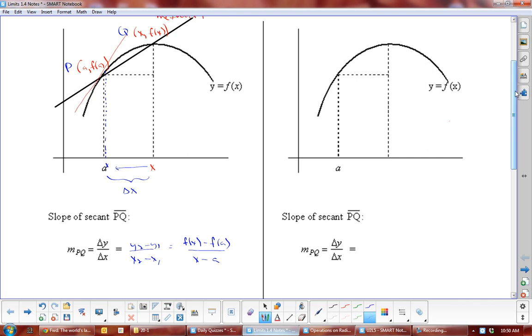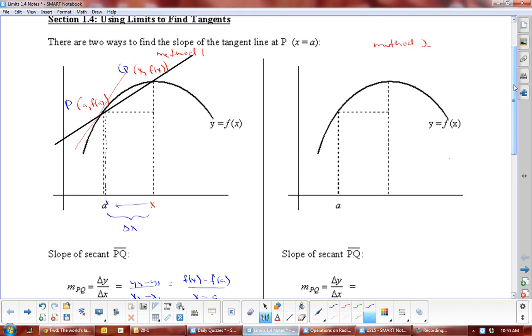Okay? Now here, method 2 is doing the same thing. It just does the naming a bit different. Now, we're still going to call this point P, and that's still f of a. Okay, so far so good. Looks just like the other one.